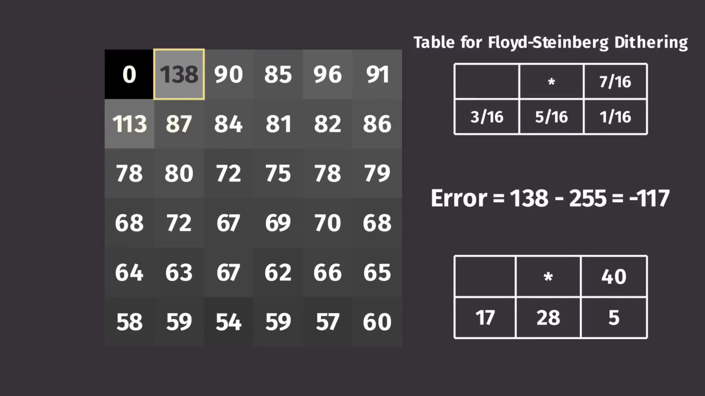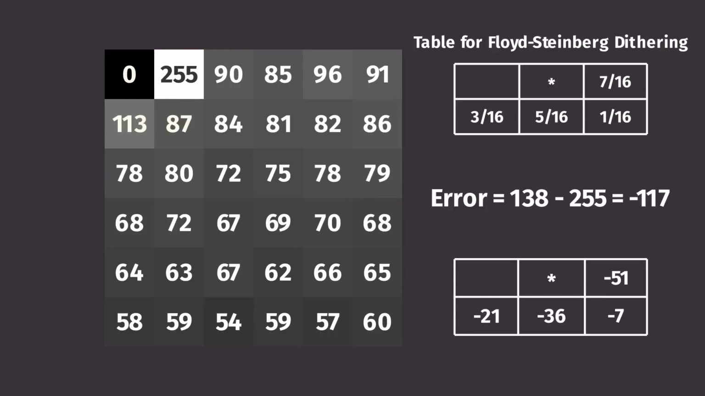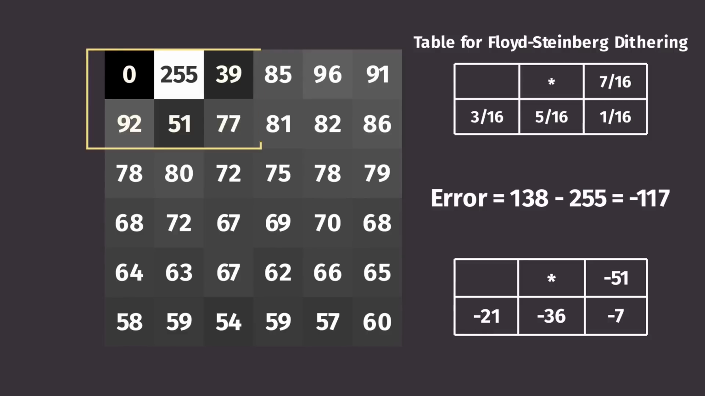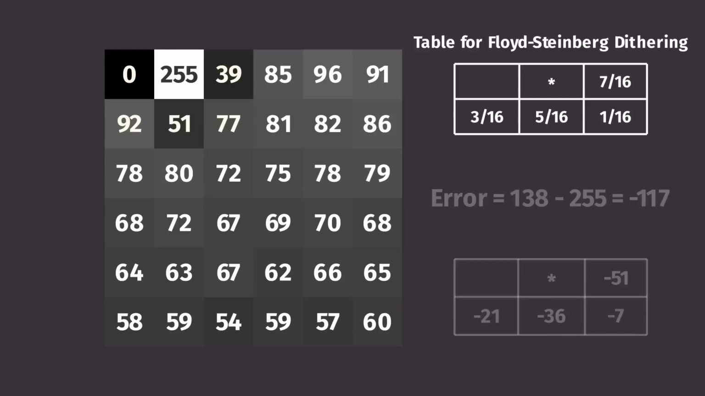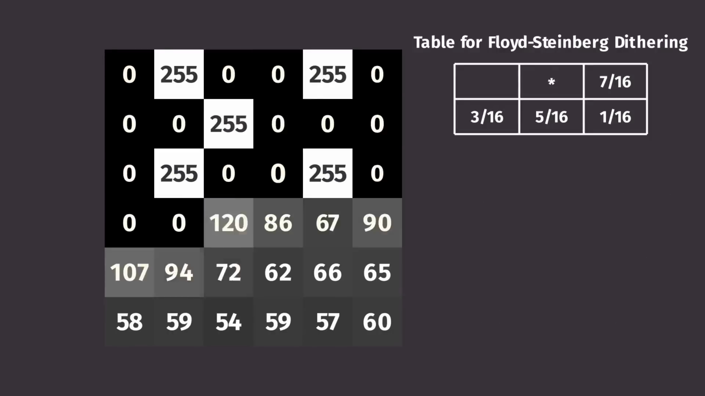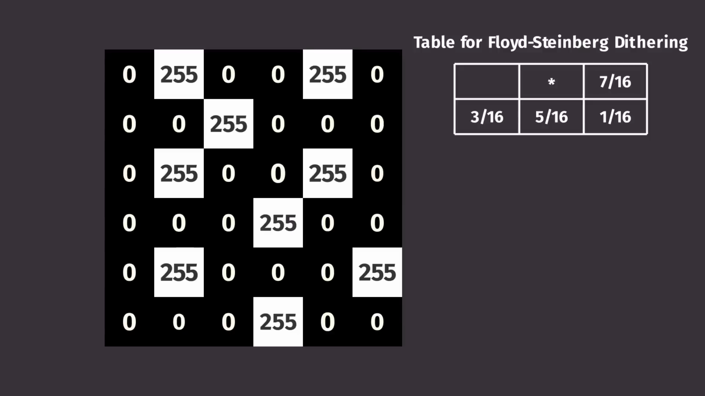So now we can just move to the next pixel, that is the 138, and it's closer to 255 than 0, so we set it to white. This time our error is negative 117. Then we generate the table from the Floyd-Steinberg weights, the fractions. We add them to the neighboring pixels. We just repeat this process for every single pixel in our image, and then we get something that looks like a random dithering pattern, but it's actually totally deterministic.